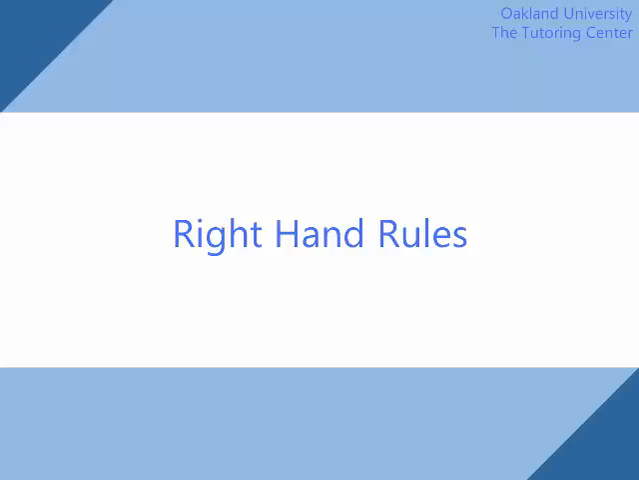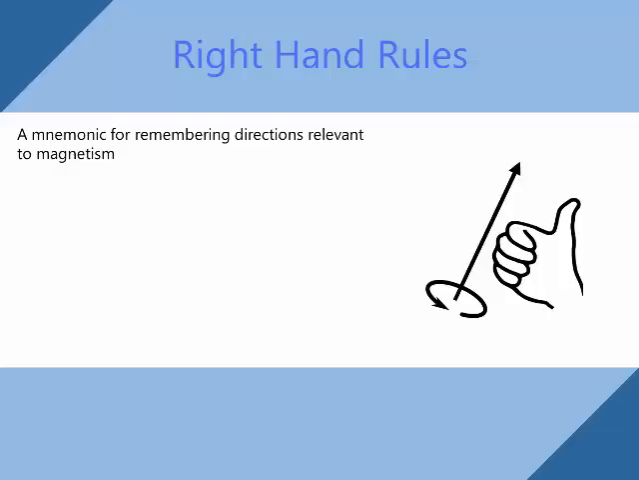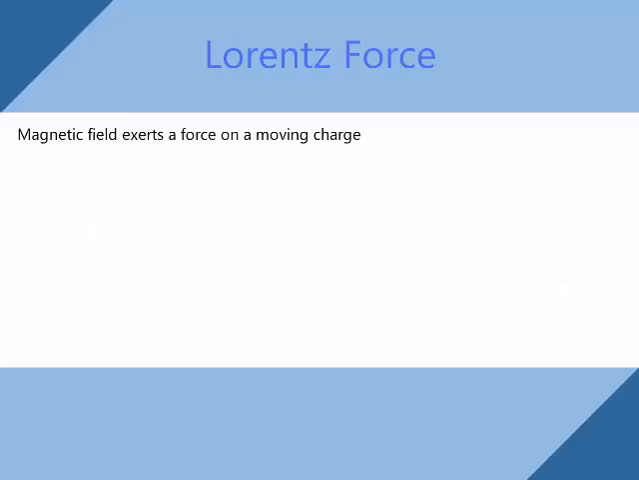Today, we will look into how to use the right-hand rules. The different right-hand rules are mnemonic devices for remembering directions relevant to different things in physics, but especially for revolutionary motion and magnetism. In particular, when dealing with magnetism, the right-hand rule helps us figure out the direction of the Lorentz force, the direction of a field within a loop of current, and the orientation of a magnetic field due to a current-carrying wire. The first application is the Lorentz force.